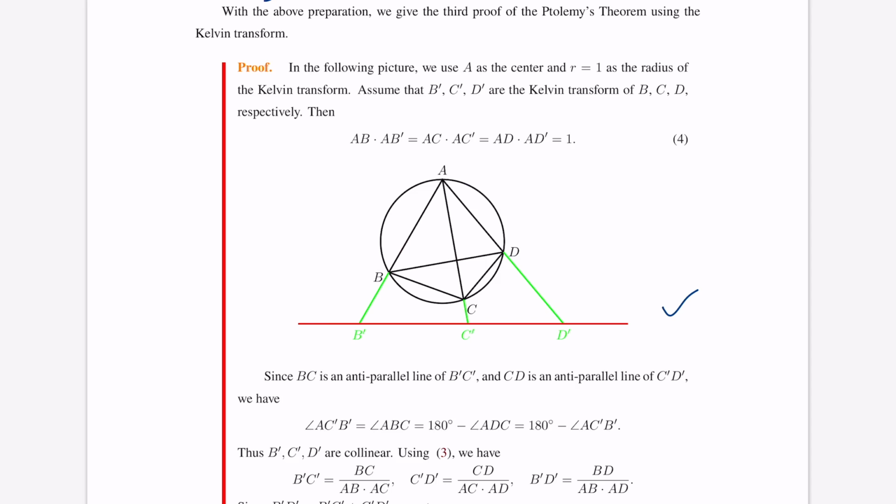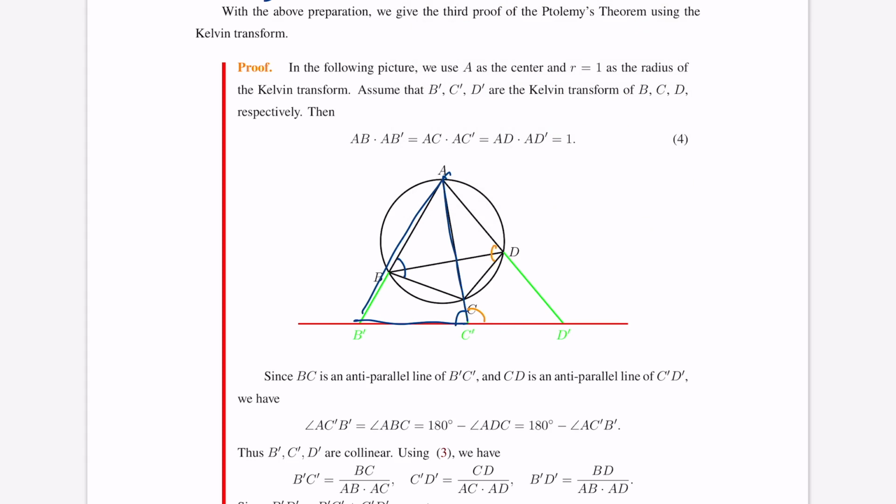So in the picture, I already marked C prime, B prime, D prime. These are the Kelvin transforms of C, B, and D. And what I want to prove is that B prime, C prime, D prime are collinear. They are on the same line. Why? Well, if you look at this triangle, you would realize that this angle is equal to that angle, because the Kelvin transform basically produces anti-parallel lines. Fine. And by the same reason, you would see this angle is equal to that angle.